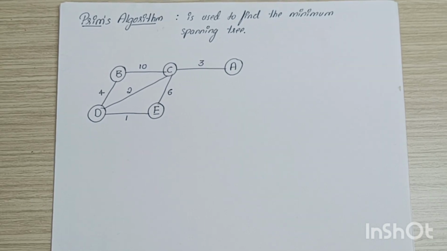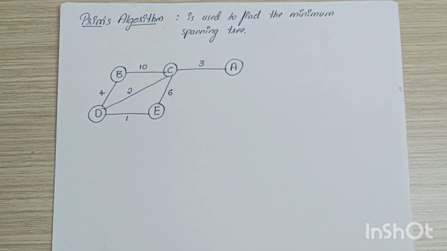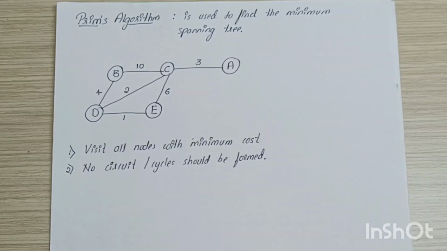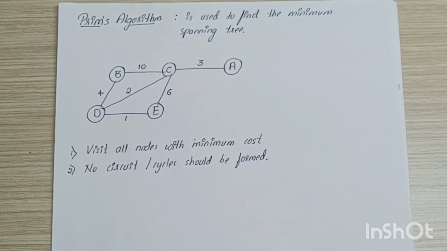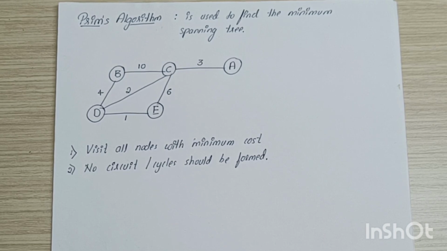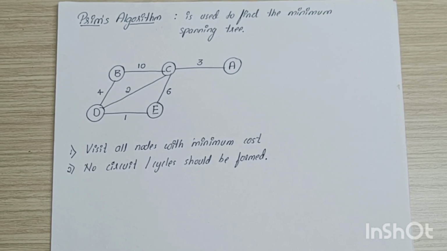So there are two rules to be followed in Prim's algorithm. The first is to visit all the nodes with the minimum cost, and the second one is that no circuit or cycle should be formed. In step one, we are going to consider any one vertex. So let us consider vertex B.